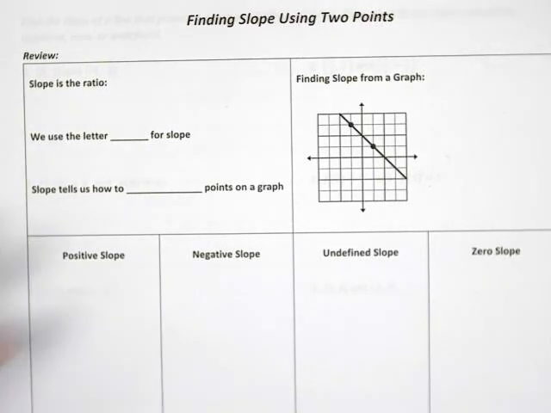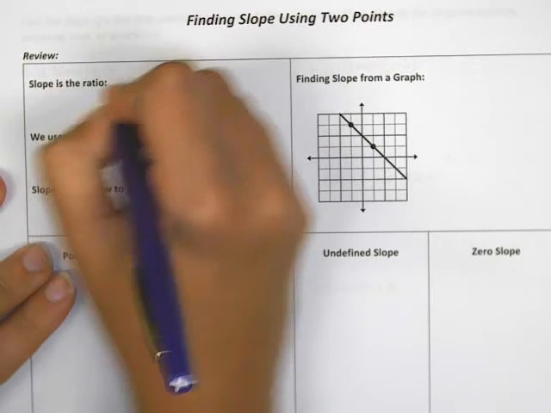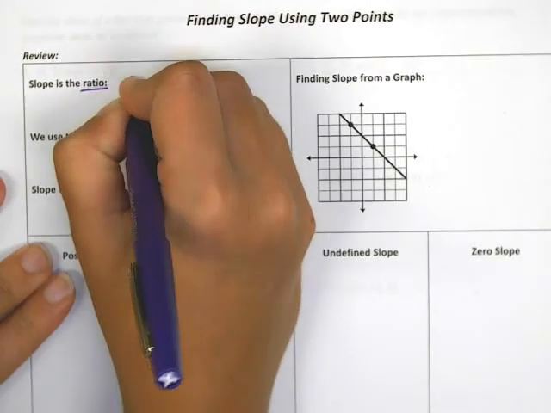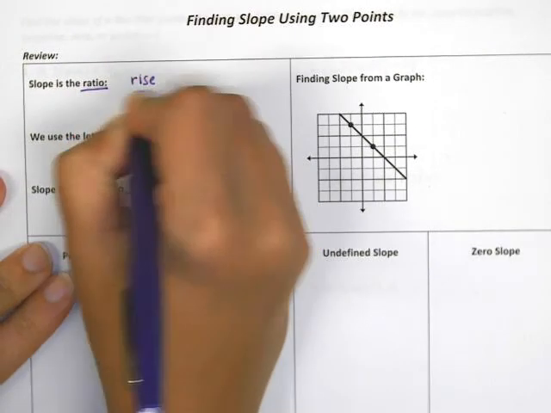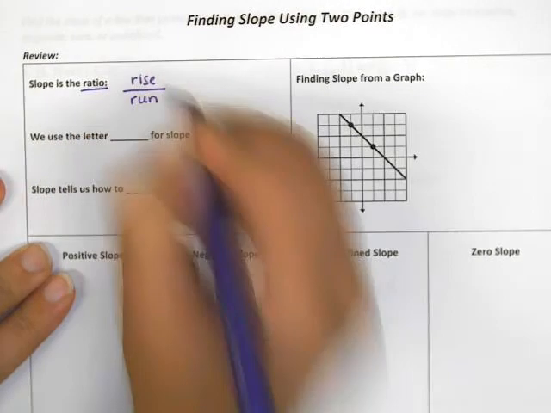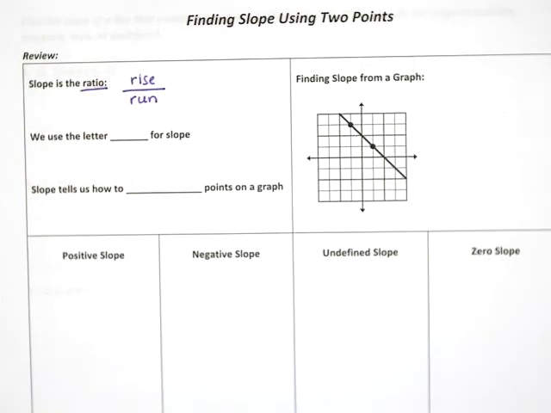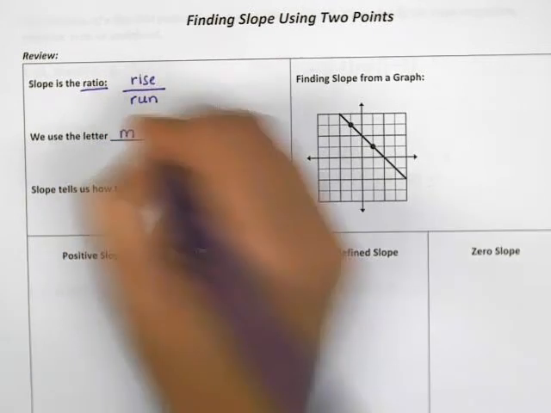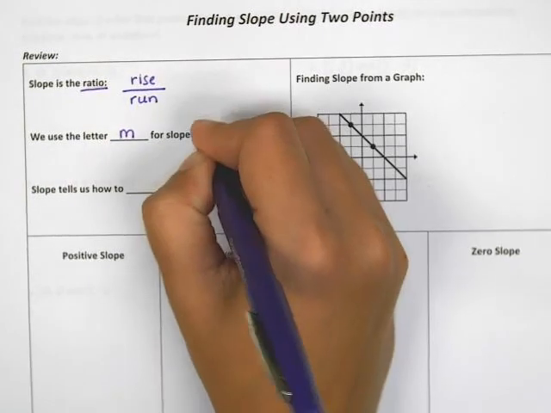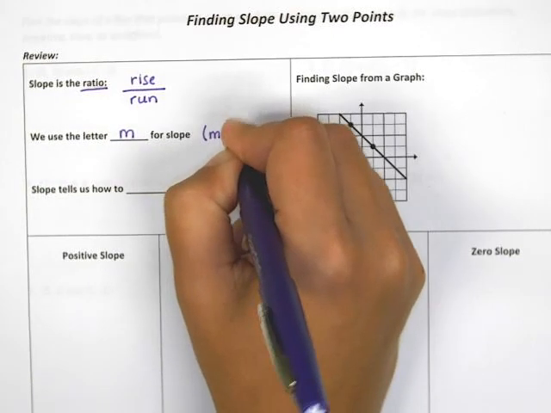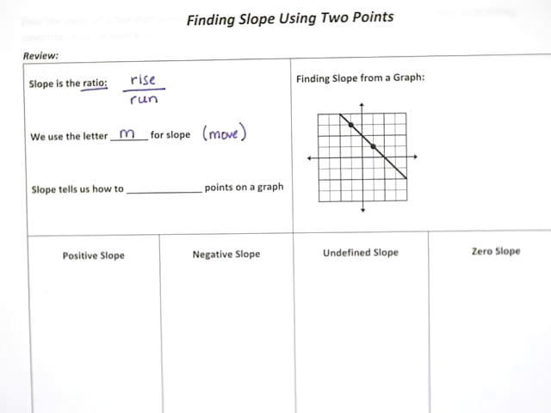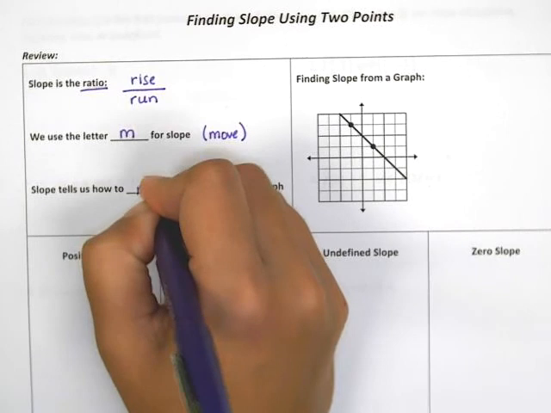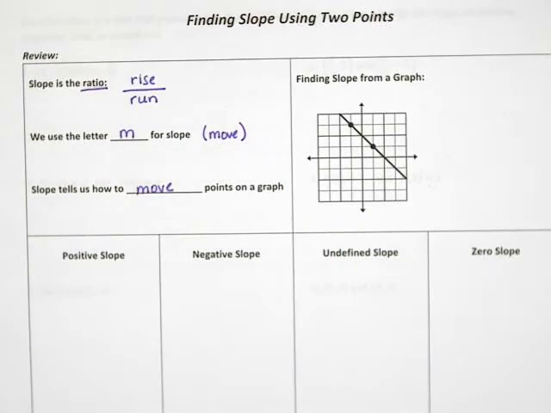So in chapter 3, we said slope is the ratio or the fraction of rise over run. We use the letter M for slope because the slope tells us how to move between points on a graph. And again, the slope tells us how to move between points on a graph so that we can use the slope to make more points once we know where to start.